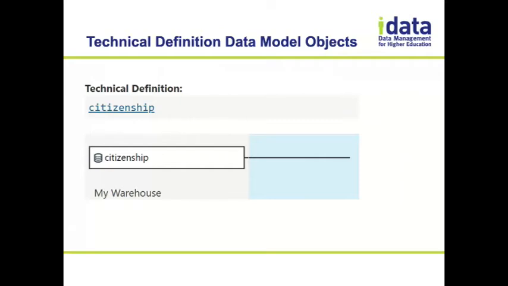So with the introduction of the data models as part of the Enterprise Edition features, you can link directly to an object that's imported, right? A column or a table or some other object. Here in a technical definition, there's actually two different ways to do it. So in the text of the technical definition, that link that says citizenship is actually a link to a column in a table in our data model.